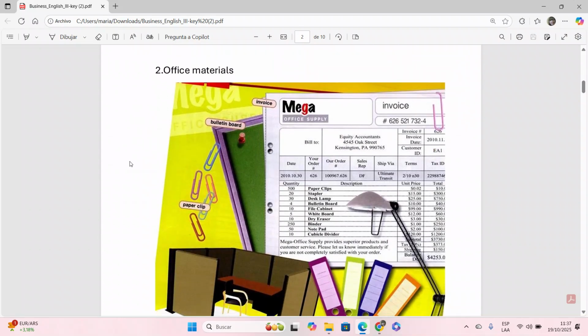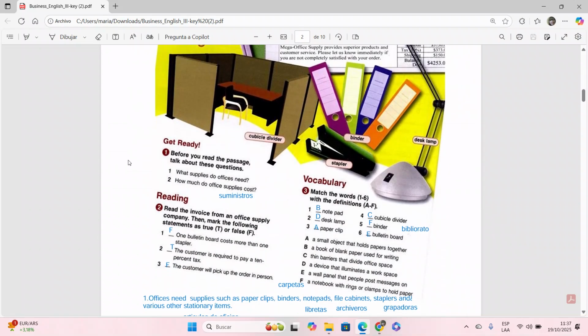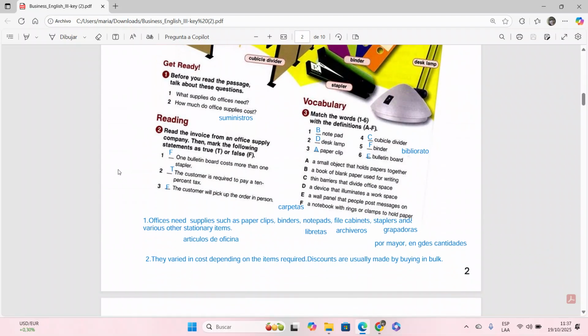2. Office materials. 1. Offices need supplies such as paper clips, binders, notepads, file cabinets, staples, and various other stationery items. 2. The costs vary depending on the items required. Discounts are usually made by buying in bulk.